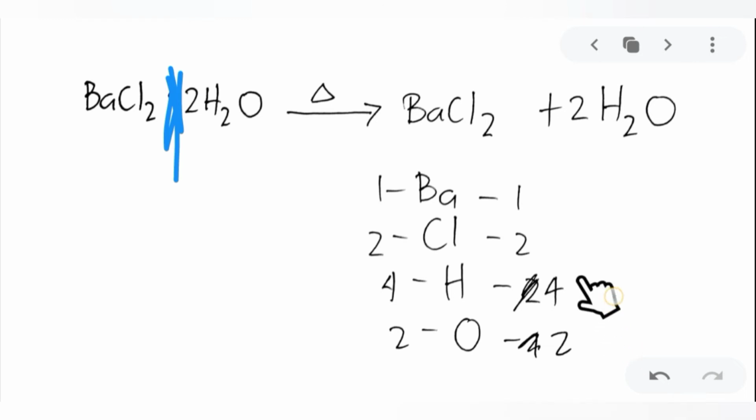On the product side, we have here 1 piece of barium, 2 pieces of chlorine. For hydrogen, that is 2 times, so that is 4. And then for oxygen, that is 2 times 1, that is 2. So as you can see, we already have a balanced equation because we just split the barium chloride and the hydrate here. So it will have the same amount. Okay, and therefore this is a balanced equation already.